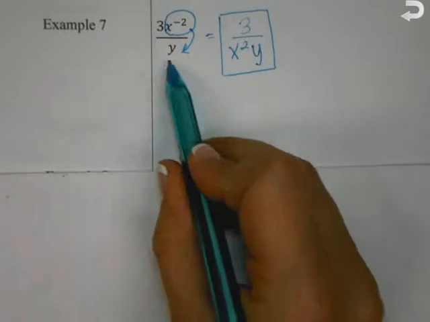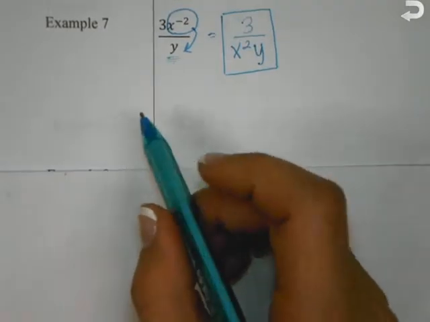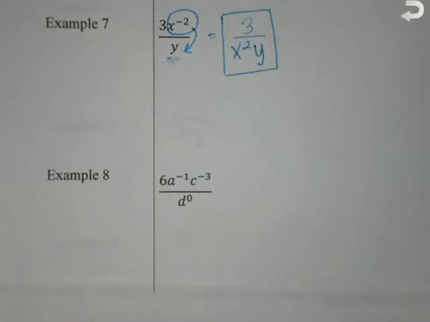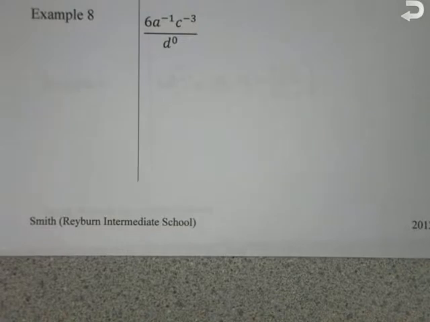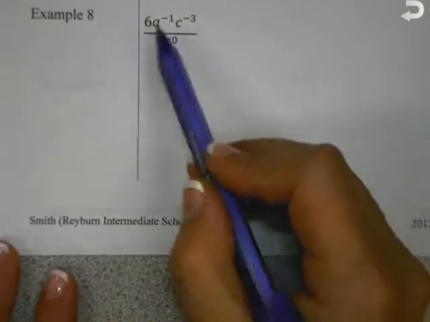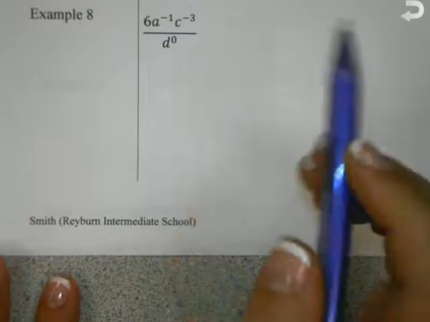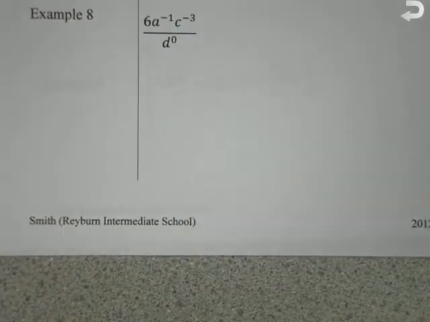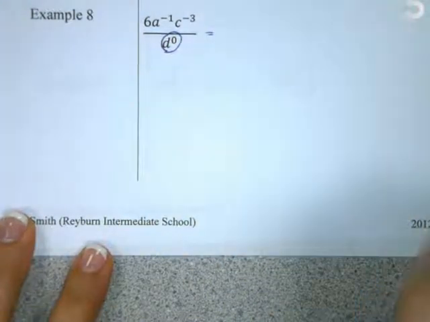Last example, example 8. Now we're combining everything we learned. You've got like 4 minutes, guys. 6a to the negative 1, c to the negative 3, all over d to the 0 power. Let's look at what we know. What do you see right off the bat that we can do? The 0. D to the 0 becomes what? A 1. So let's rewrite it first: 6a to the negative 1, c to the negative 3, all over 1.